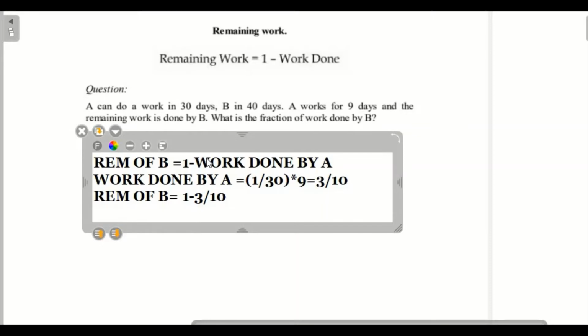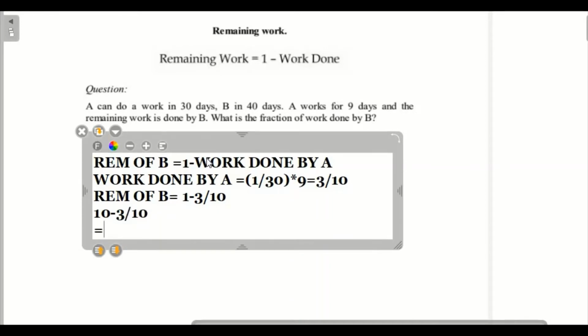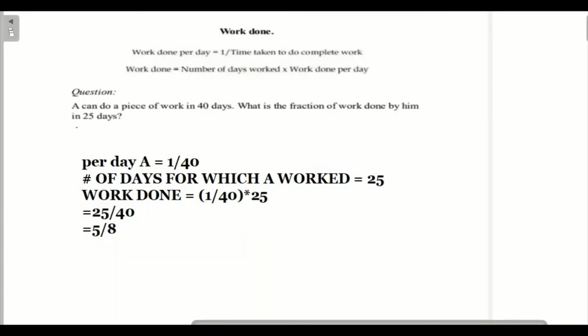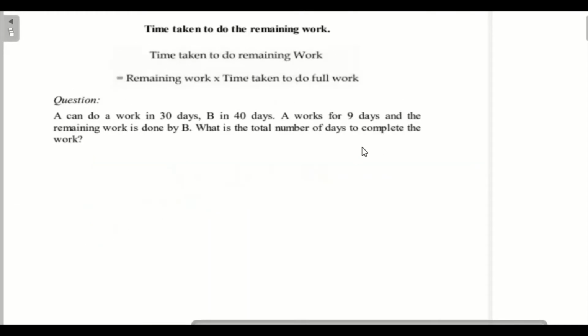So we have to take the common LCM for the values. So 10 minus 3 divided by 10 equal to 7 by 10. Okay, so we'll move to the next sum because we don't have time to complete. So we are rushing.